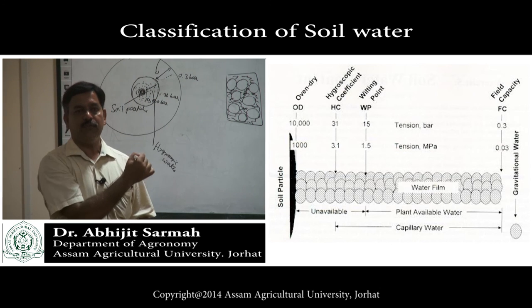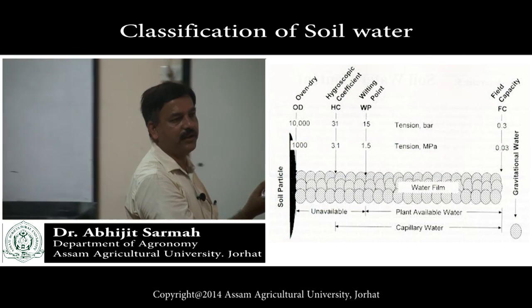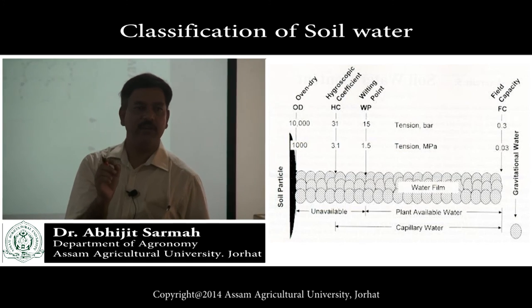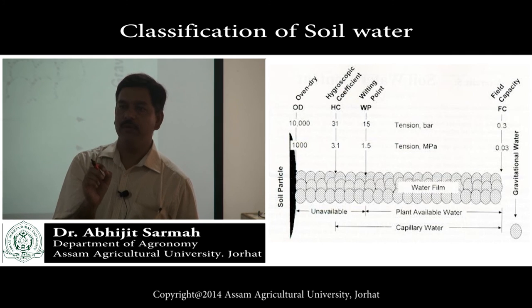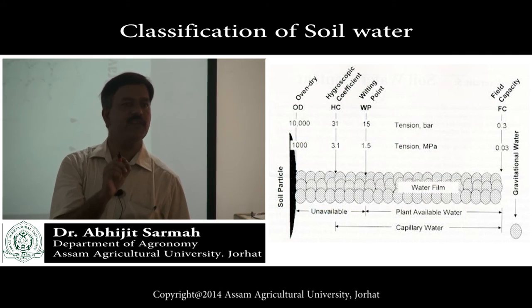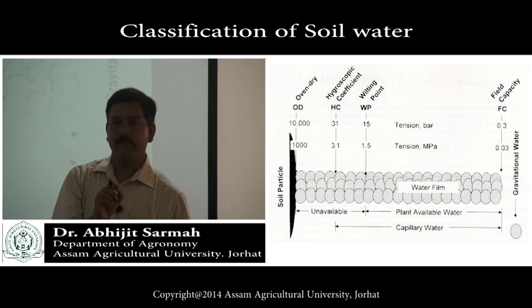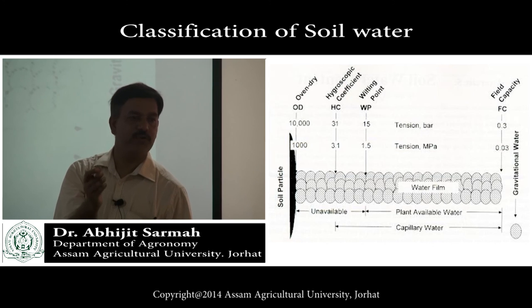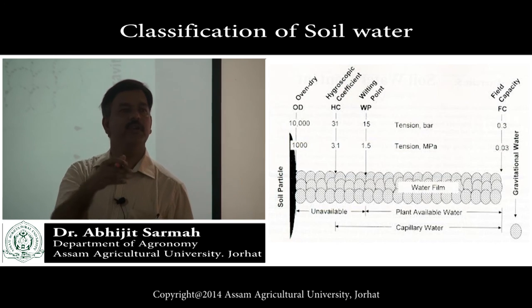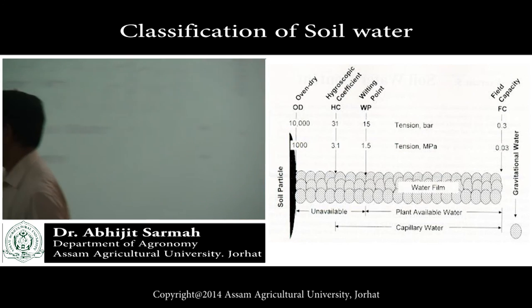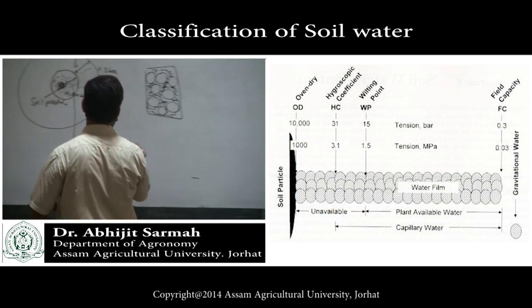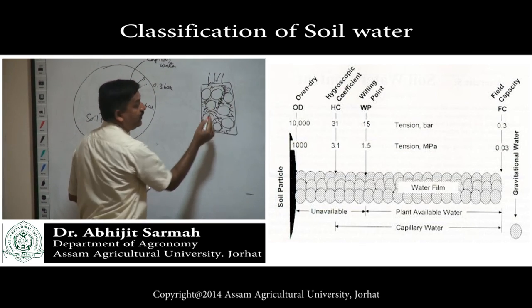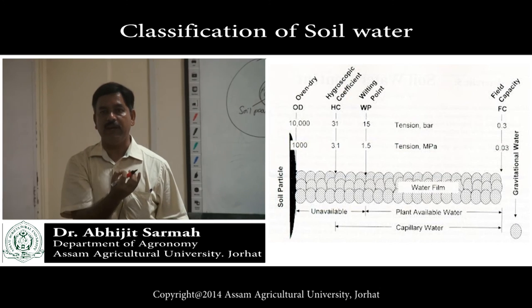In this entire void, there will be both macropores as well as micropores. Some pores will be macropores, some pores will be micropores. So what is the size of a macropore? More than 0.08 millimeter. If it is less than 0.08, it will be a micropore. If it is more than that, it will be a macropore. So when you give water, this void will be occupied by both macro and micropores.